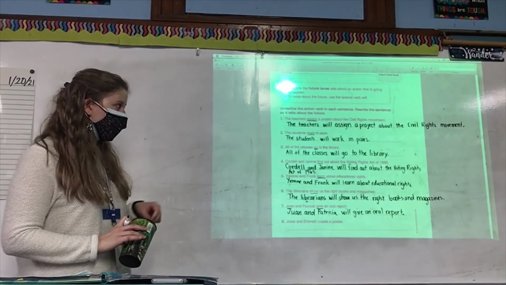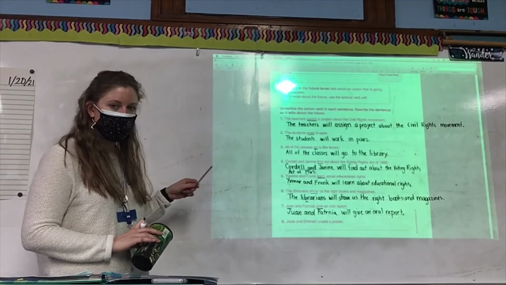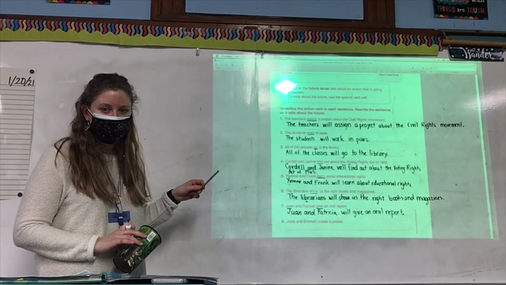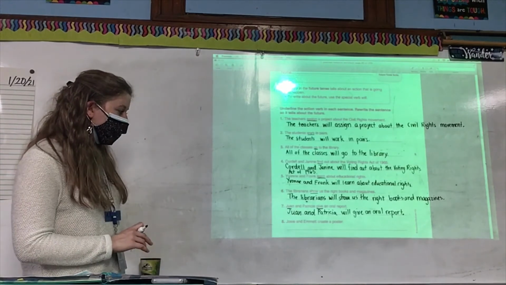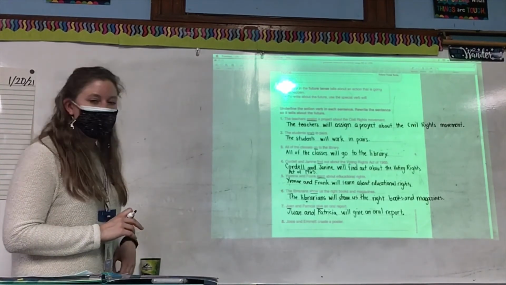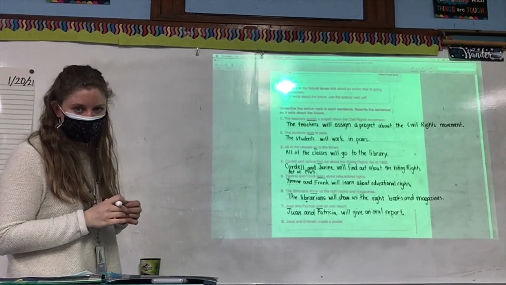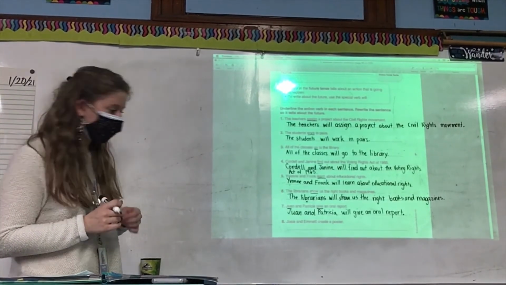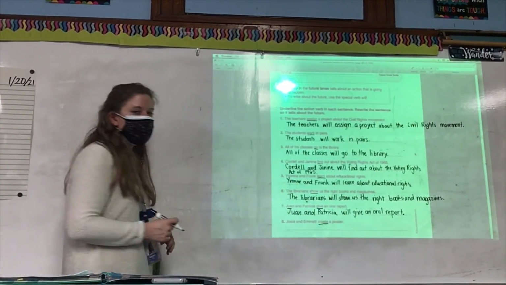Okay, last one. Zadie, have you gotten to do one? Michaela, have you gotten to do one? No. Okay. So Michaela, number 8. Josie and Emmett create a poster. What is the verb in that sentence? Create. It's in present tense now, but we want to make it future tense. So what do we need to do?